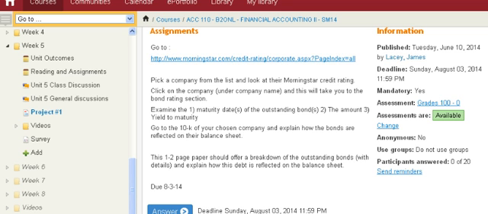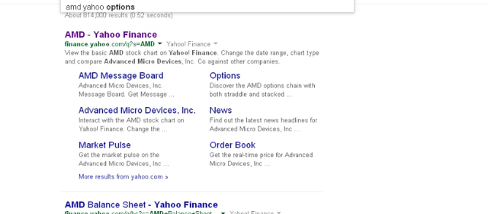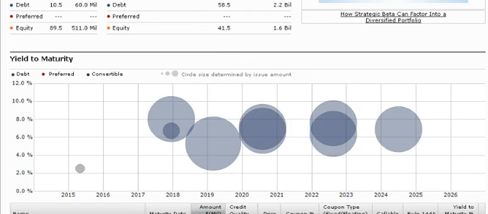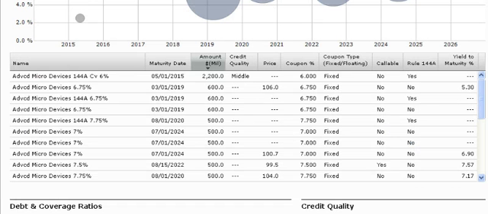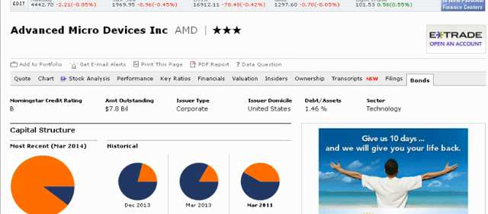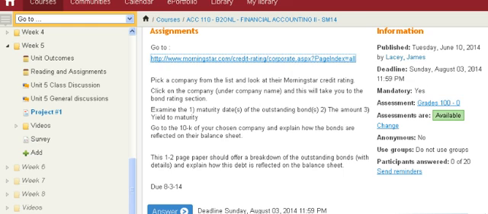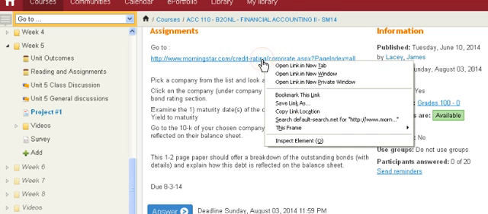So, what we're going to do is go to morningstar.com, and here are the bond ratings right here. The company I selected was Advanced Micro Devices. So again, what you're going to do is when you go here, you're going to open in a new window, and then you pick any company you want.